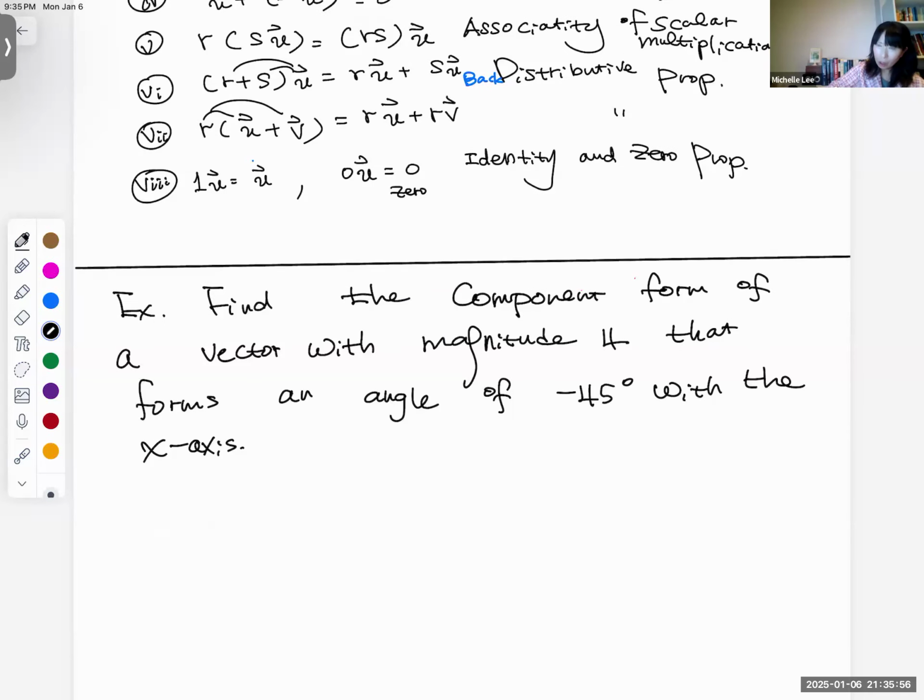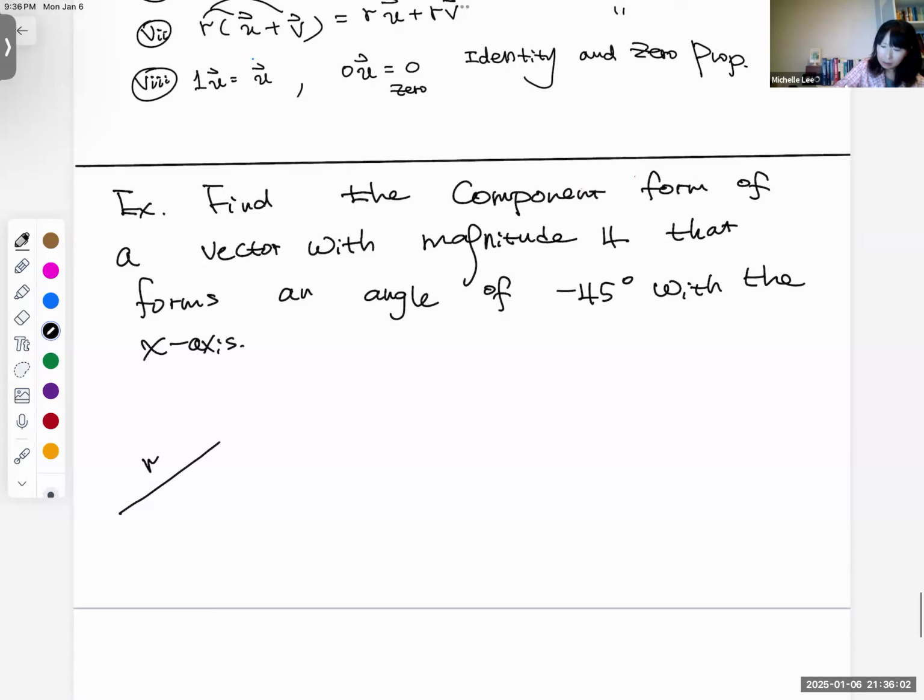So we have r, right? And we have a triangle with angle theta, right? So x equals r cosine theta, right? And y equals r sine theta, right?